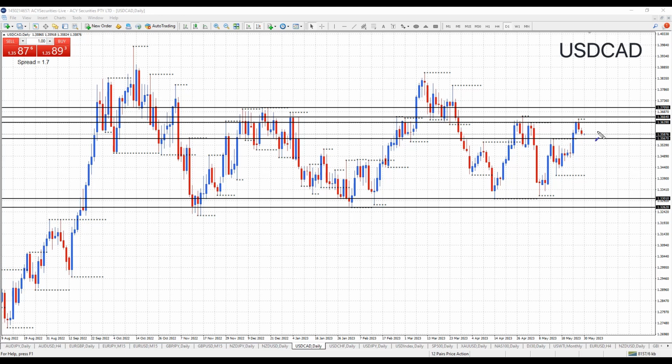I'm on the dollar CAD, got my monthly, weekly, daily support and resistance levels all drawn in. They're in the description below. I'll just discuss the ones closest to price action. Now the dollar CAD moved up last week, came up and tested the daily resistance level 136.39, a little bit short of monthly resistance. It's in an uptrend.